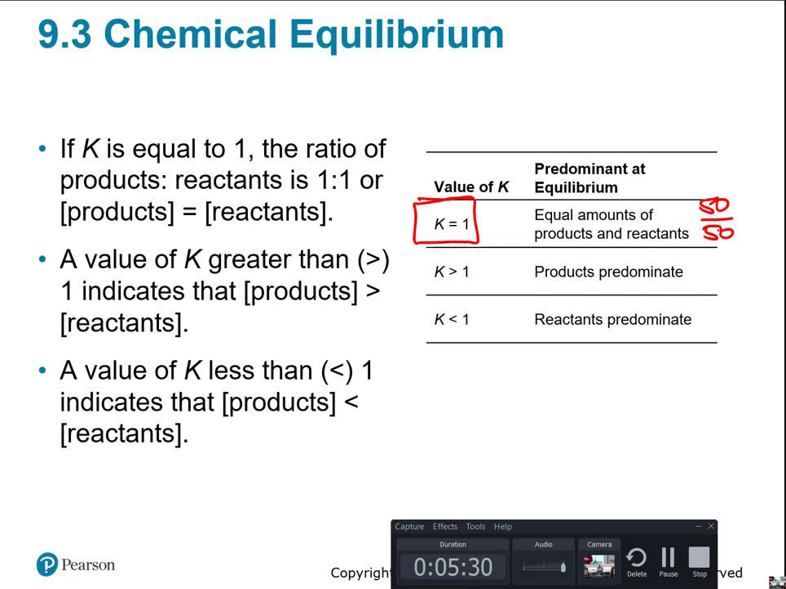So we were going to represent K equals 1 by having equal sized beakers. You see that this is reactants and this is products. So this is the starting material. Initially, you always start off with all reactants.